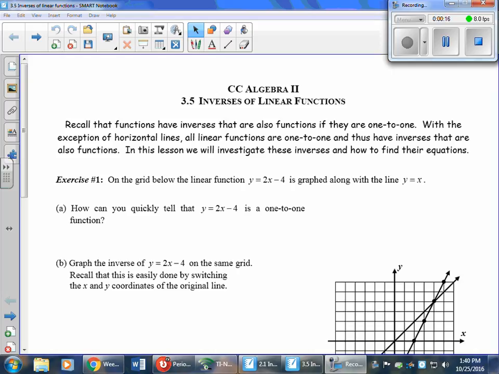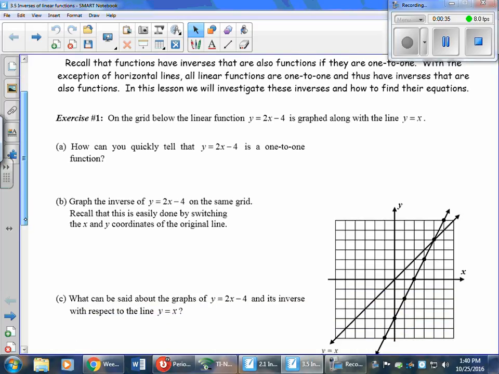So recall that functions have inverses that are also functions if they are one-to-one. With the exception of horizontal lines, all linear functions are one-to-one and thus have inverses that are also functions. In this lesson, we will investigate these inverses and how to find their equations. So, exercise 1.